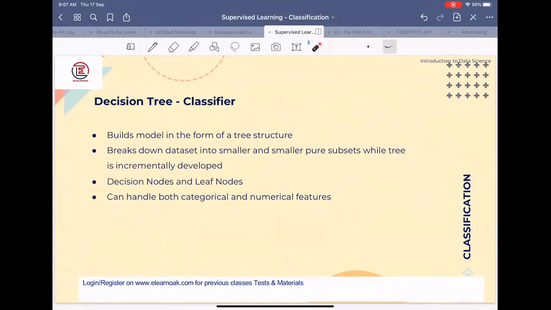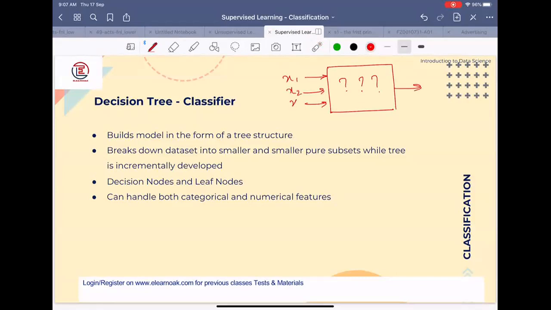Let me also remind you that when we are exploring these algorithms, what we are trying to do is understand what is inside this box. If I give inputs like this to my model and I expect an output like this, we're trying to understand what the underlying target system is. And we use different models to explain what is happening inside.